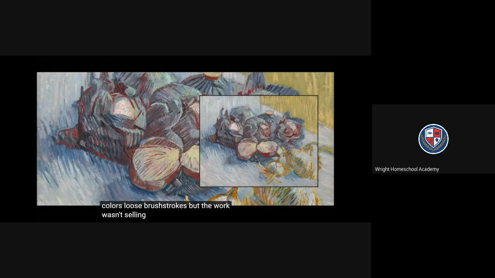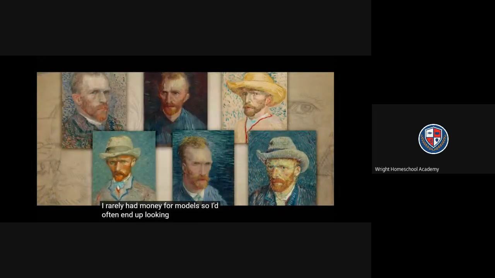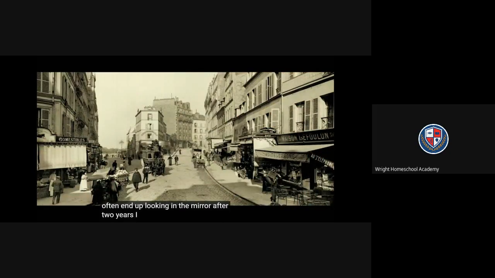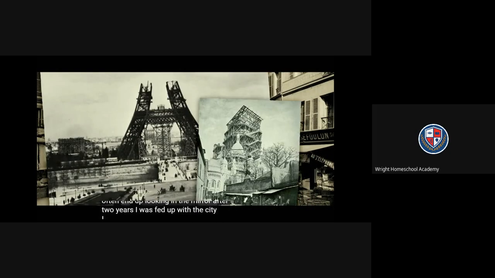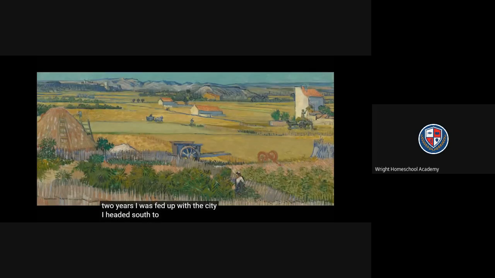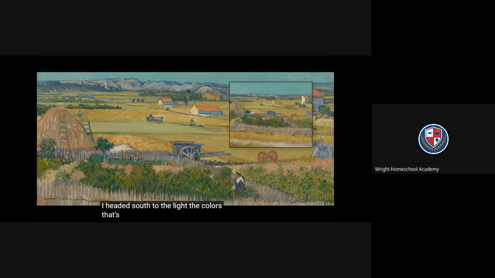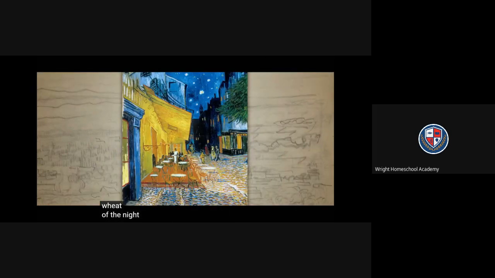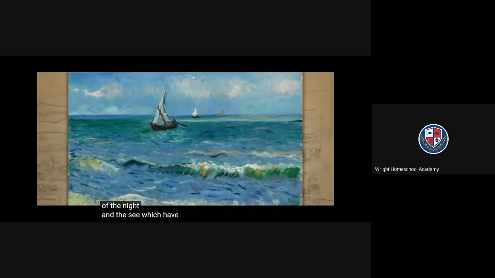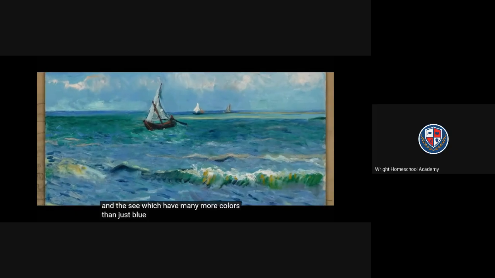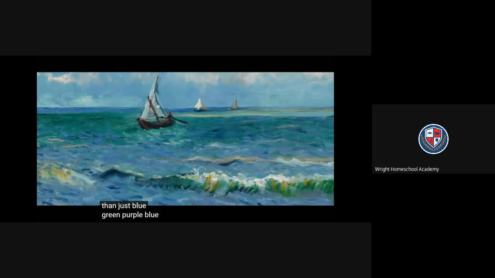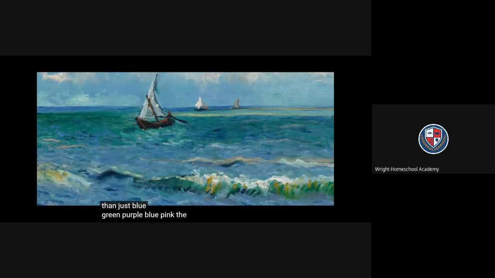But the work wasn't selling. I rarely had money for models, so I'd often end up looking in the mirror. After 2 years, I was fed up with the city. I headed south, to the light, the colours. That's where I painted the colours of the wheat, of the night, and the sea, which had many more colours than just blue. Green, purple, blue, pink. The sea changes colour like a mackerel's skin.